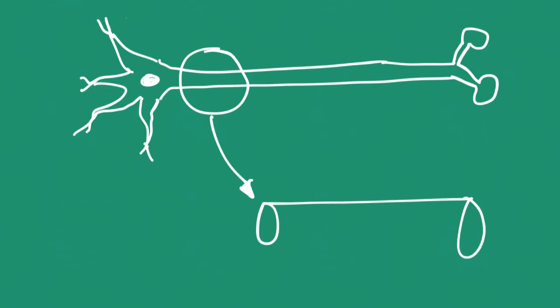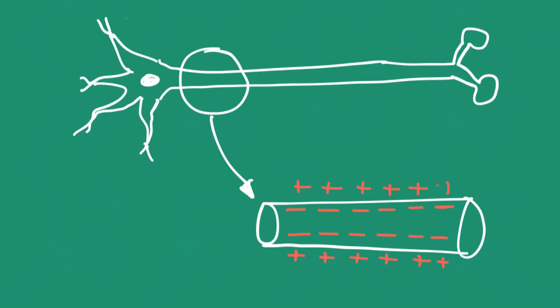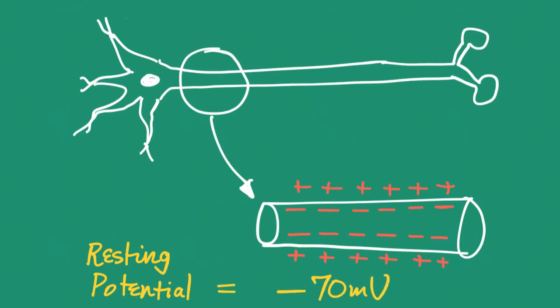Here is a section of the axon. The inside is negative in comparison to the outside. If we place a voltmeter on the inside of the axon, it will read minus 70 millivolts, and we call this number the resting membrane potential because it is the voltage when the neuron is at rest. So how is the resting membrane potential maintained at minus 70 millivolts in the neuron?